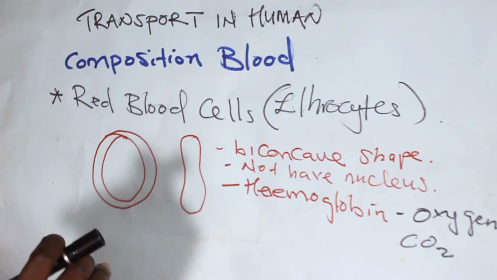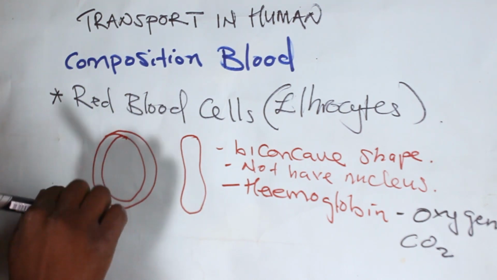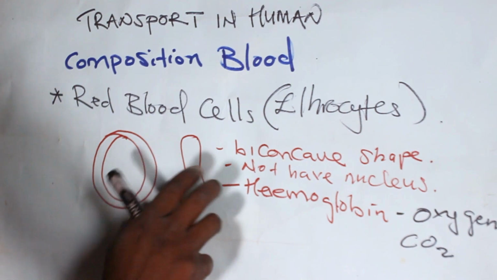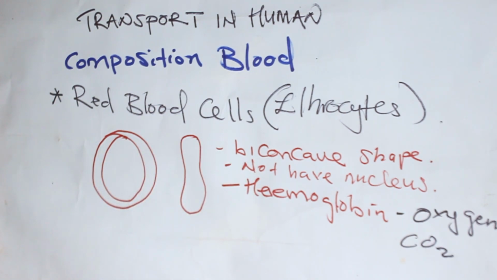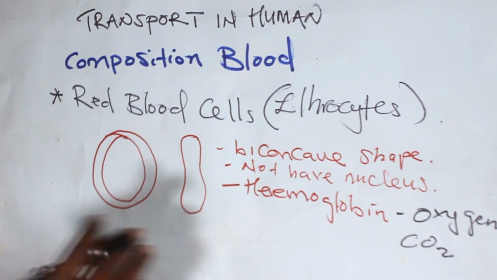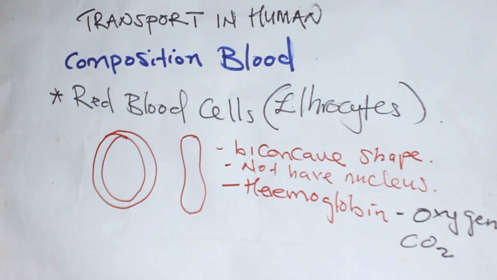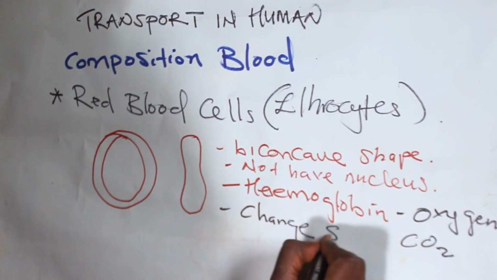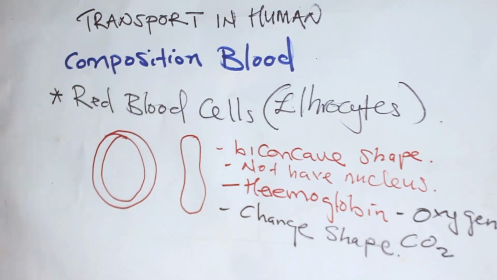So what I mean is that the red blood cell can change shape. It can squeeze itself because the blood capillaries are very small. So hence these red blood cells can change shape. It is able to squeeze itself and pass through those narrow tubes of the capillaries. So that is one of its functions. Let me just indicate that so that you don't forget: change shape. So it is able to change shape.